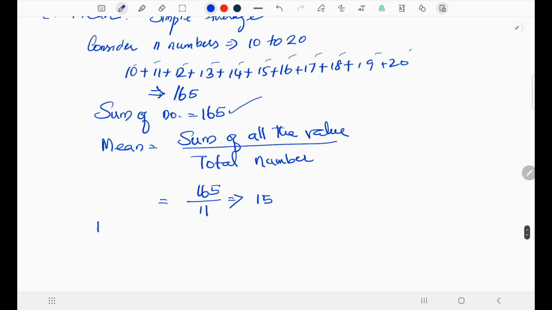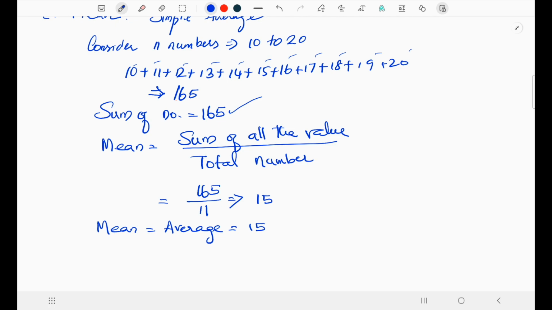In other words, mean is also termed as average. So what is the average? The total sum of values divided by the total number is the average. Okay, right?